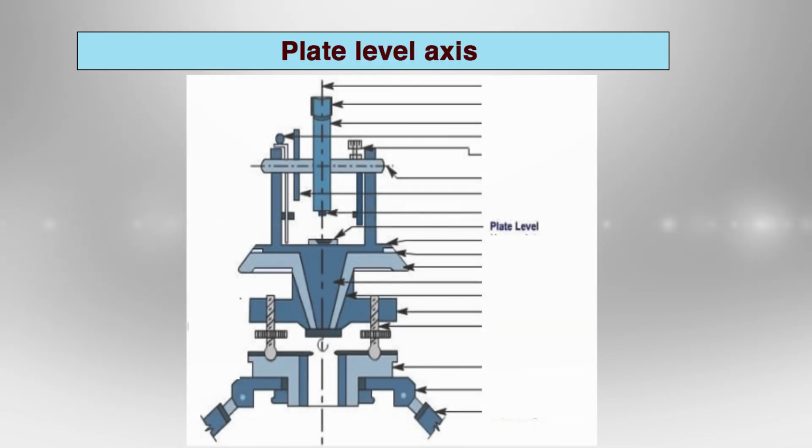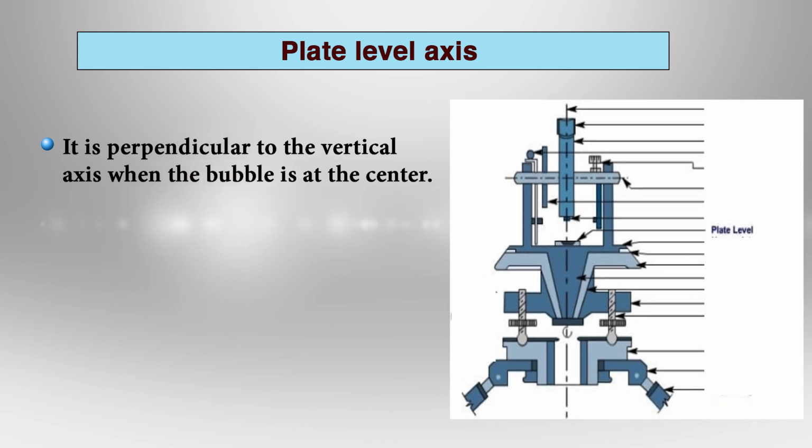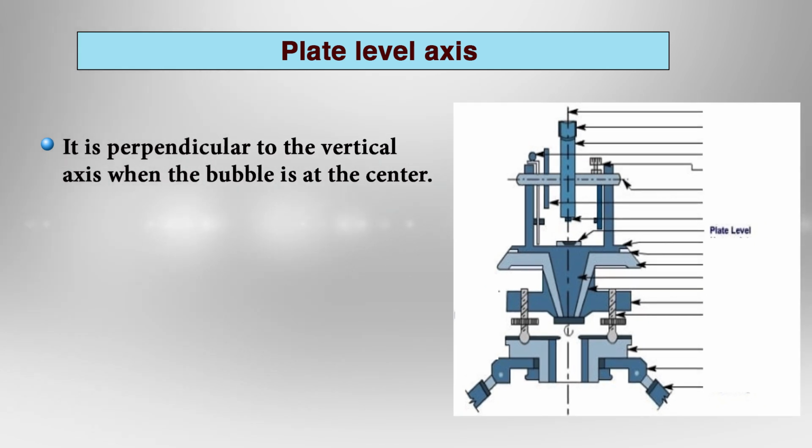Now, again refer to the components of the theodolite. Here we will see the plate level axis. It is just above the tribrach, over the inner spindle and the outer spindle. Over that there is a plate level, and this axis is referred to as the plate level axis. It is perpendicular to the vertical axis when the bubble is at the center of the run.